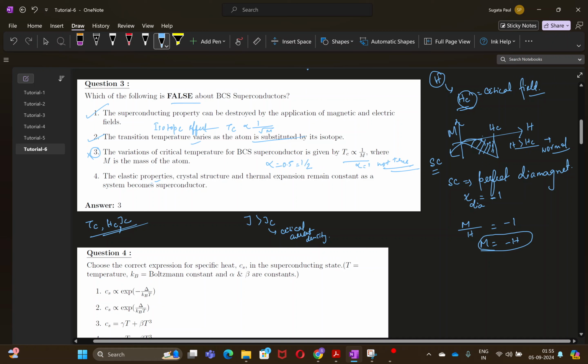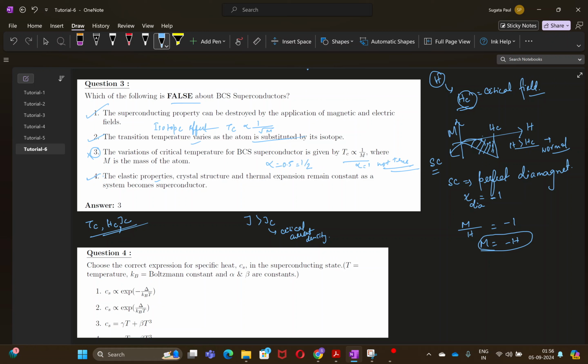Also for number 4, it is said that the elastic properties, the crystal structure and the thermal expansion remain constant as a system becomes superconducting. This is also true, because superconductivity only changes the properties of resistivity and magnetism. The system tends to have almost zero resistance, or at least below the measurable limit; the resistance is so low that we cannot measure it.